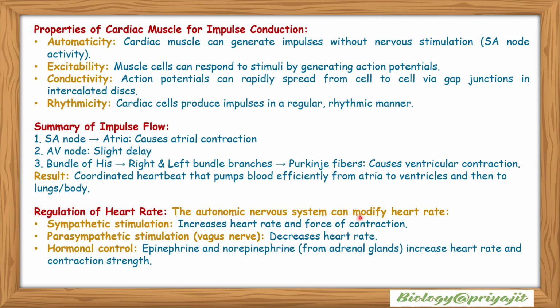Regulation of heartbeat, heart rate. The autonomic nervous system can modify heart rate. Sympathetic stimulation increases heart rate and force of contraction. Parasympathetic stimulation, via the vagus nerve, decreases heart rate. Hormonal control: epinephrine and norepinephrine from the adrenal glands increase heart rate and contraction strength.